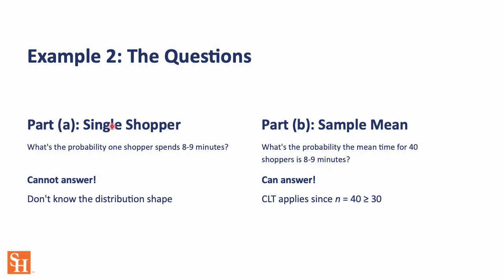Therefore, according to the central limit theorem, since the original distribution is not known, it is not a normal distribution, it is an unknown distribution, we do not know the distribution. Therefore, in that case, we cannot apply the central limit theorem, since we are dealing with an individual shopper, right? But on the other hand, for the second case we are dealing with the sample mean, and our sample size is 40, which is greater than 30, therefore we can apply the central limit theorem, right? And we can answer this question, and we will see in the following slides how we can do that.